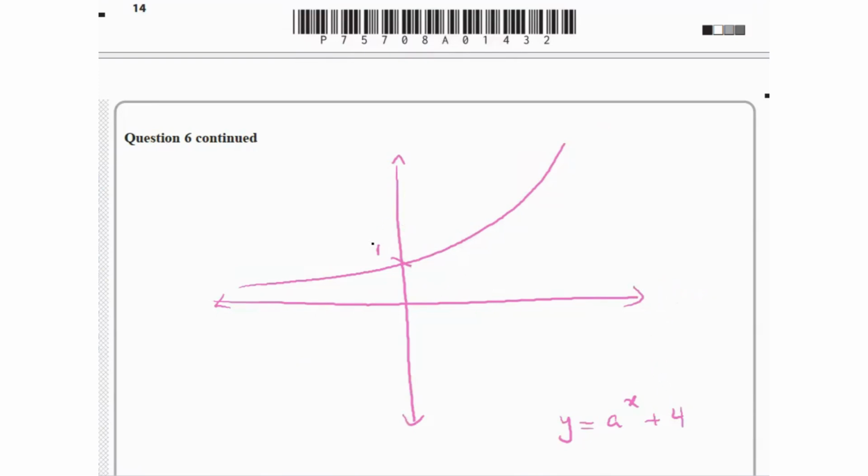So when you're shifting it 4 units up, your intercept becomes 5 because you're adding 4. And your asymptote is going to be y equals 4. This is your asymptote, and this is your y-intercept. There's going to be no x-intercept because the graph is above the x-axis.